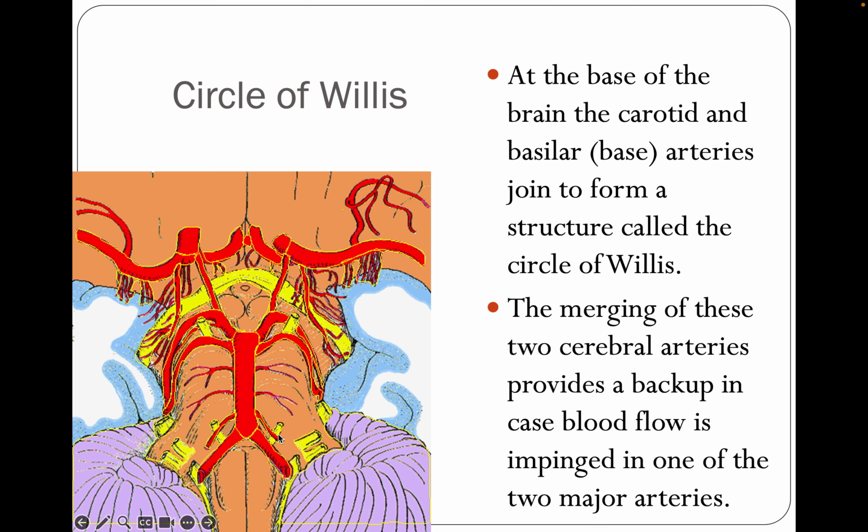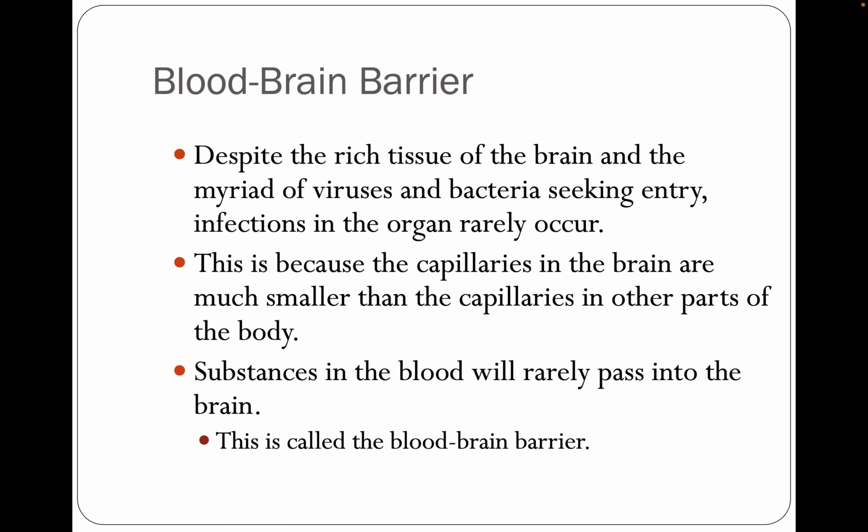At the base of the brain, the carotid and basilar arteries join to form a structure called the circle of Willis. The merging of these two cerebral arteries provides a backup in case blood flow is impinged in one of the 2 major arteries. And of course, the 2 major arteries are the carotid arteries.